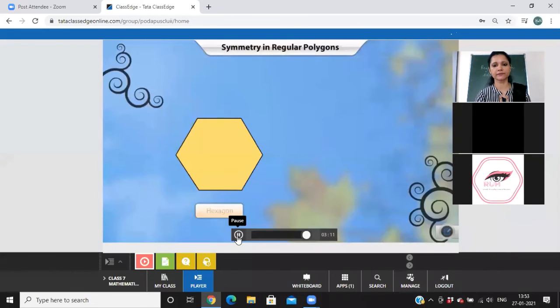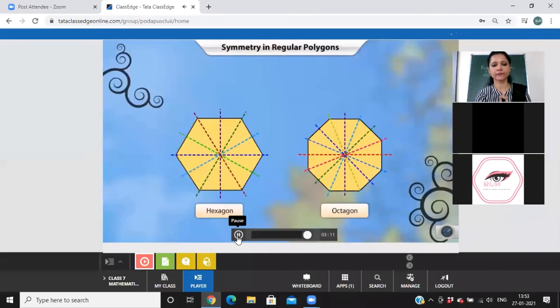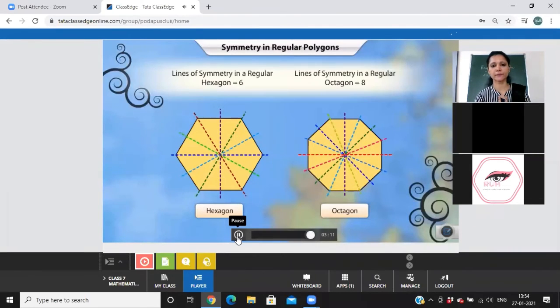You can check this out in different regular polygons. Can you tell me now? This is a hexagon. So how many lines of symmetry would a regular hexagon have? 6 lines of symmetry. And the next one is the regular octagon. It would have 8 lines of symmetry. Very good. A hexagon will have 6 lines of symmetry and an octagon will have 8 lines of symmetry.